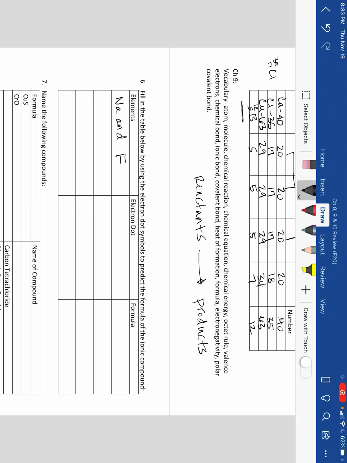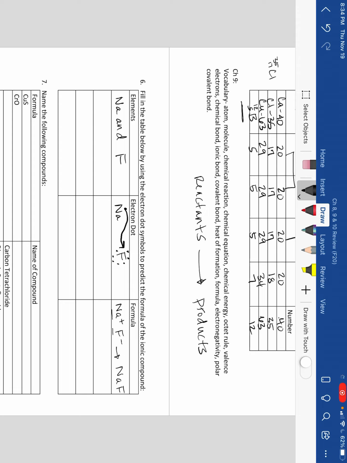Sodium and fluorine. So if we were going to do the electron dot notation to figure out the formula, we would do something like this. So remember, Na would have 1 valence or outer electron because it's in that first group. Fluorine would have 7 because it's a halogen. So this would want to go over there like that, which would end up making it like this, right? What's the formula if you do the crossover technique? It would be NaF. Okay?